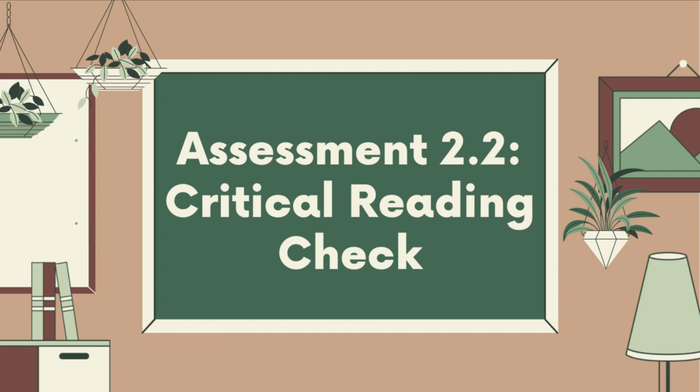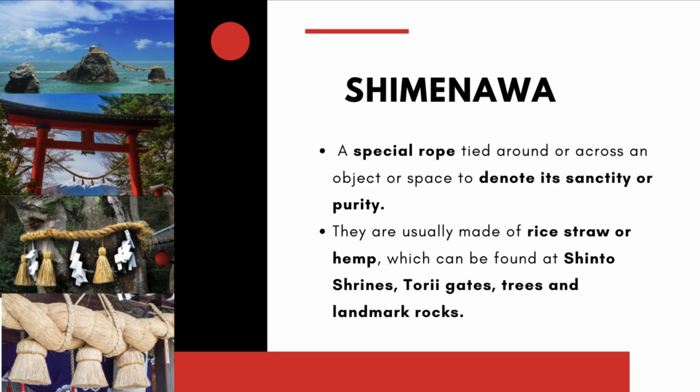Next, let's have Assessment 2.2 entitled Critical Reading Check. The passage on this part of the module activity is entitled Shimenawa. What is Shimenawa? It is a special rope tied around or across an object or space to denote its sanctity or purity. They are usually made of rice straw or hemp, which can be found at Shinto shrines, torii gates, trees, and landmark rocks. For sure, you know which country it came from. As you can see at the left pictures, it's from Japan.